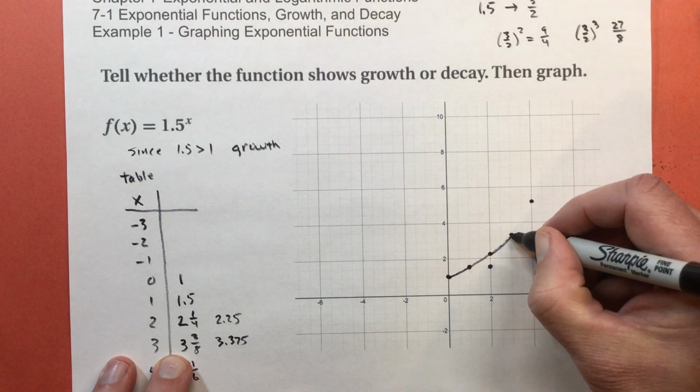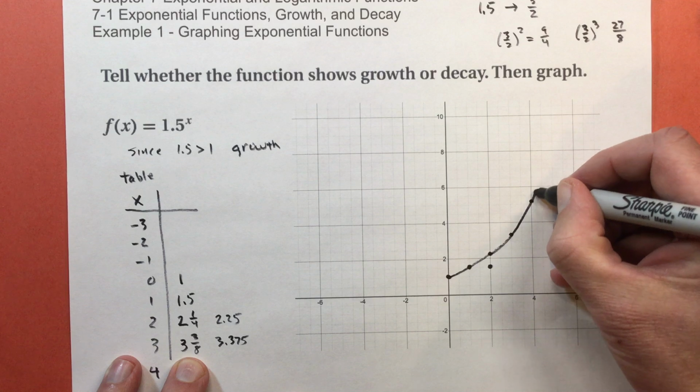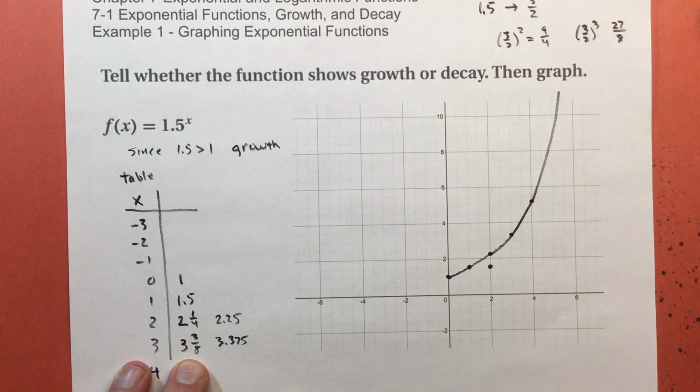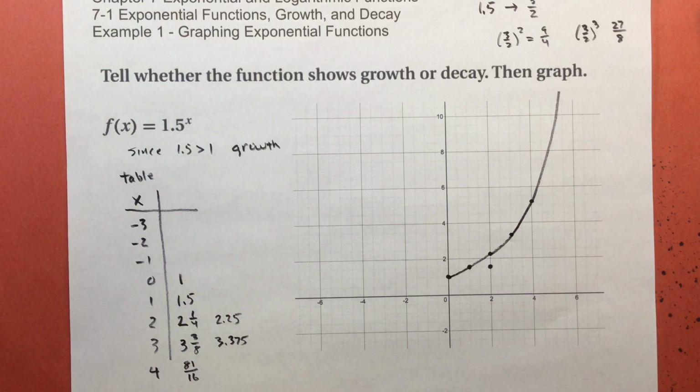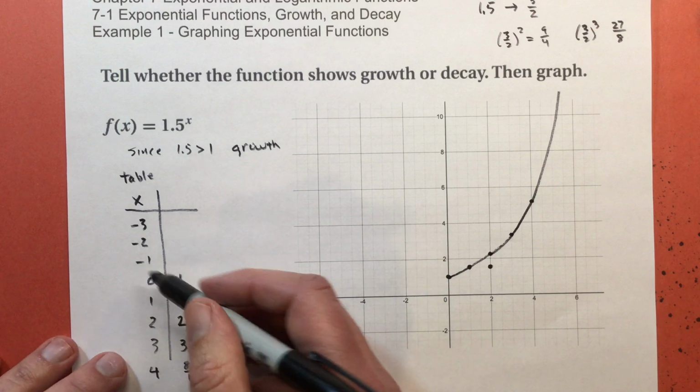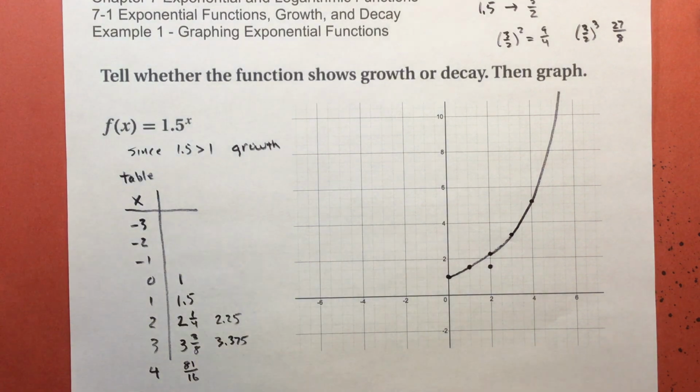And it looks like my graph is going to start to curve up this way. I might want to figure out what 5 is. It's probably in here someplace. That's okay. For the negative x's, it's going to be the reciprocal of all these. That's where using the fraction is very, very important.